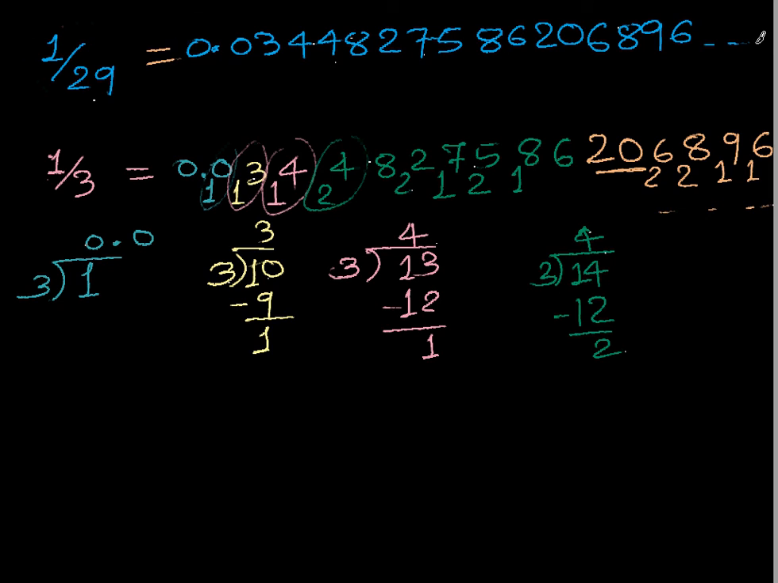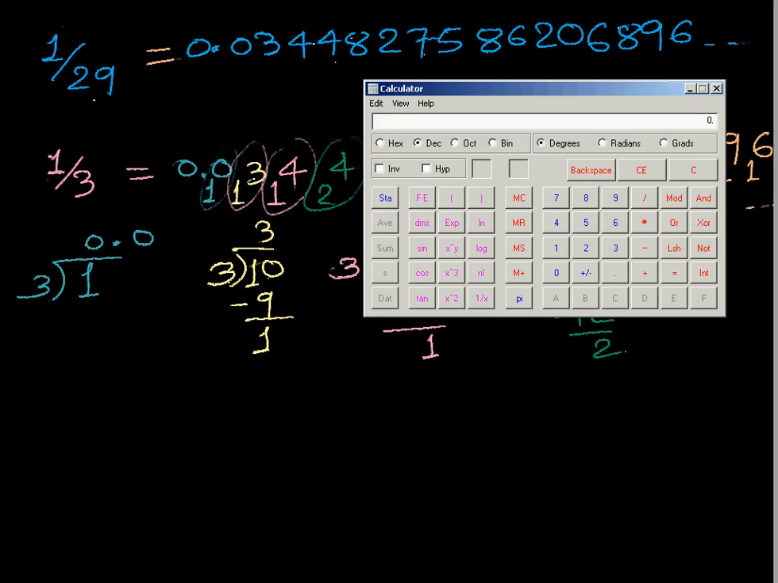0.0344827586206896 and we can continue like this, but quickly just check our answer. 1 divided by 29 and here the answer 0.0344827586206896 and we can continue taking more fractions. But ideally our answer is absolutely right, right?